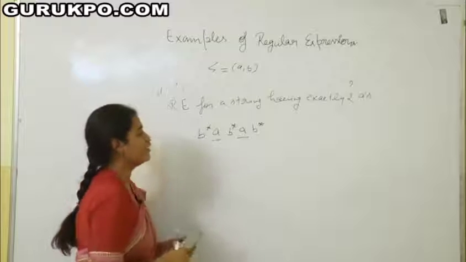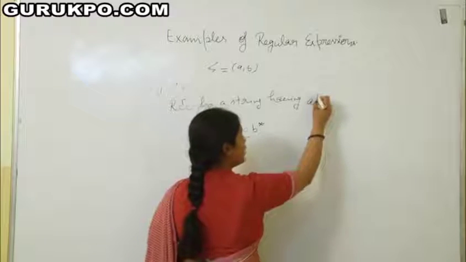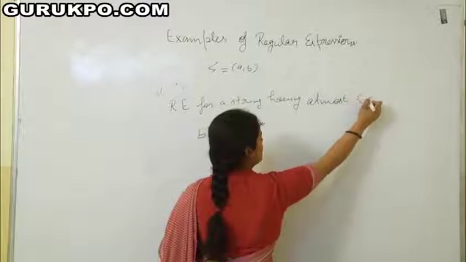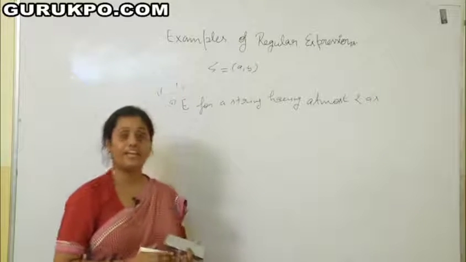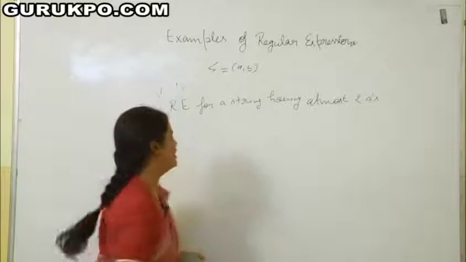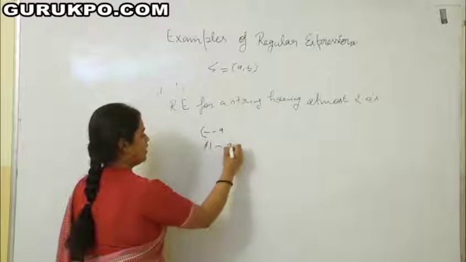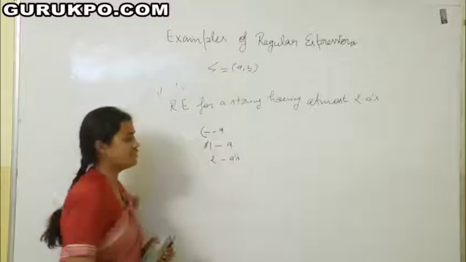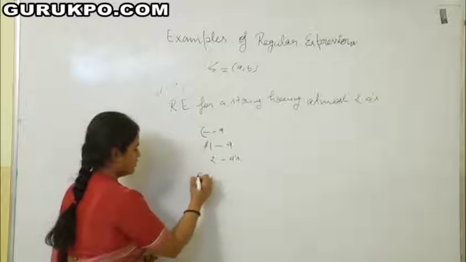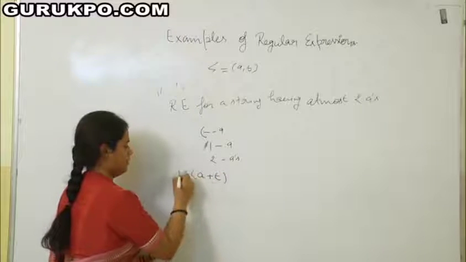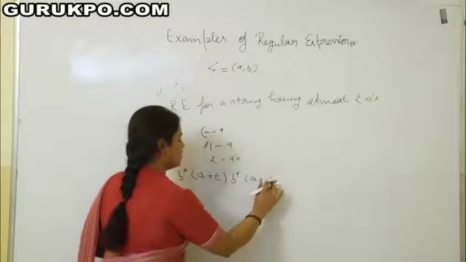Now, suppose we have to write down a regular expression for the string having at most 2 A's. Now, at most means it can have 1, it can have 2, or it can have null. It can have null A, comma 1 A or 2 A's. For this, how can we write the regular expression? For this, what we need to do is B star, null plus A plus null.